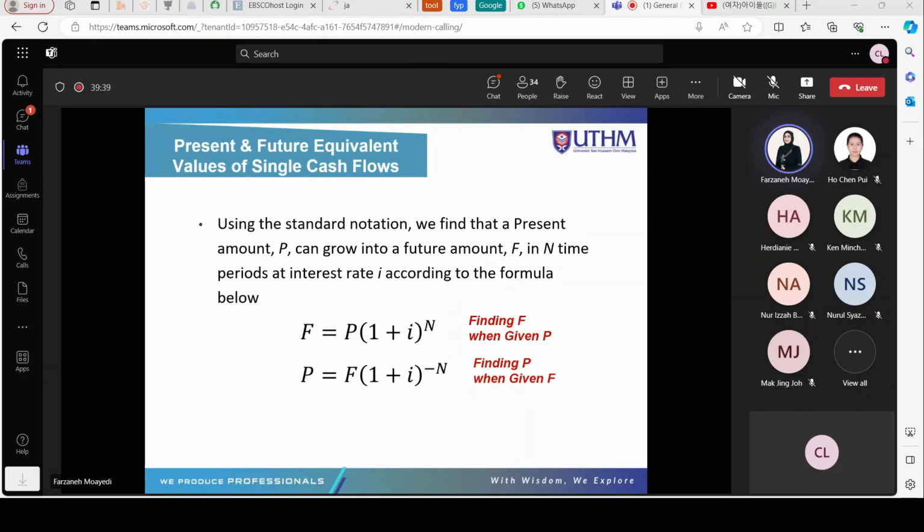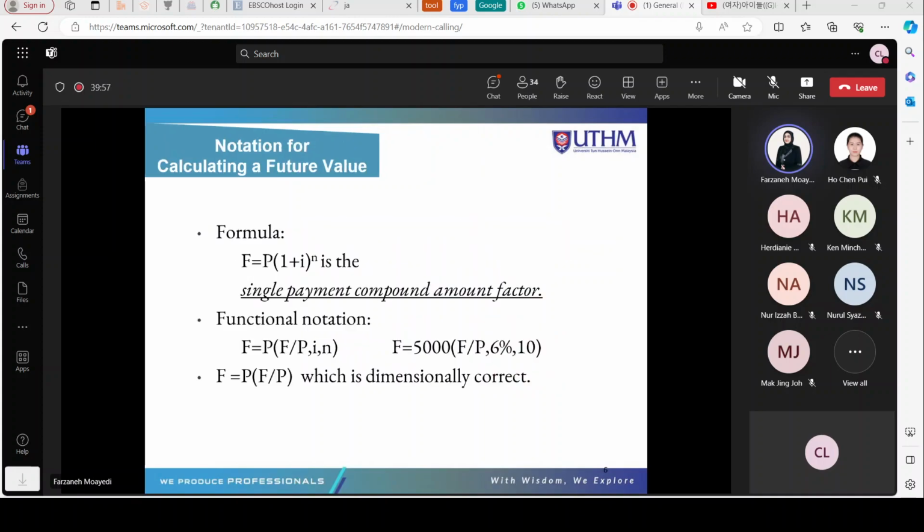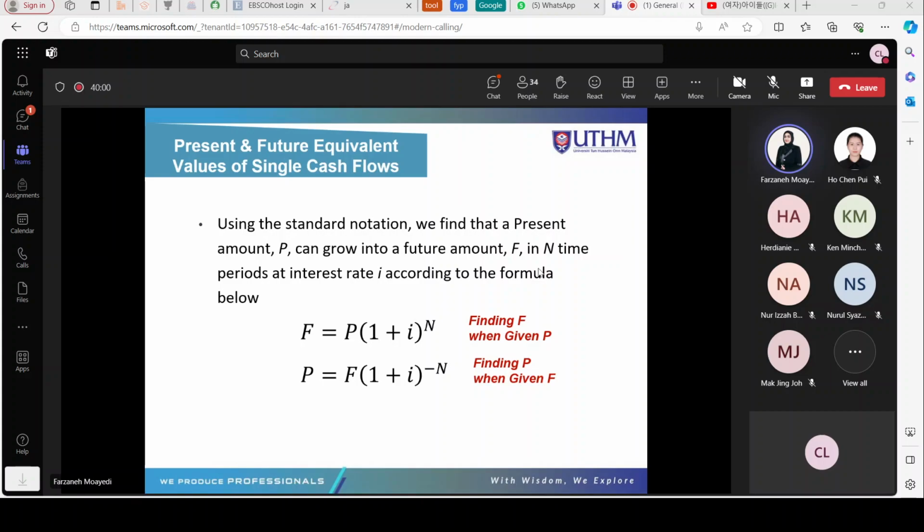Remember that. Okay. Now, putting these two beside each other to compare the present and future value. Using the standard notation, we can find that a present amount, which is P, can grow into a future amount, F, in N, which is the duration, at the interest rate of I. Okay, so here we are looking for F. And in the second one, we are going to look for the present value, which is P.